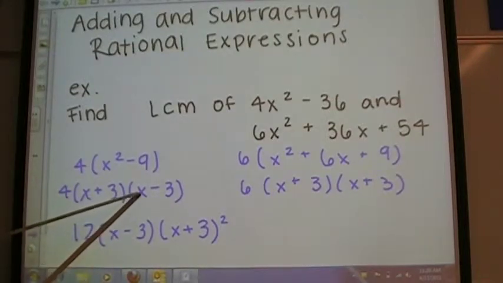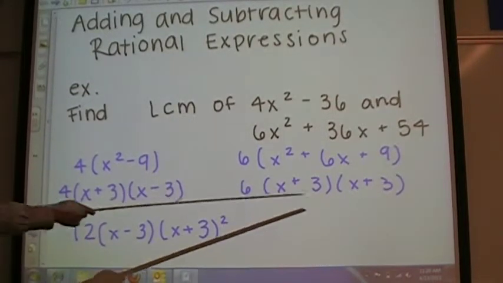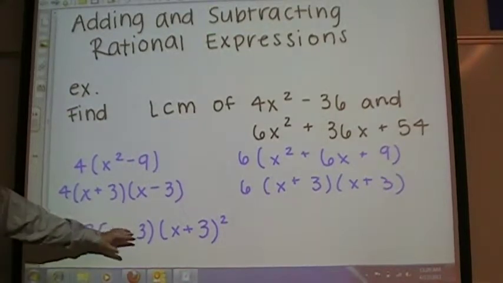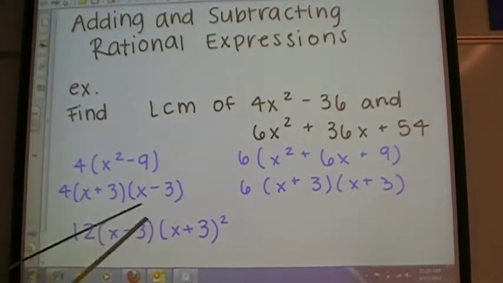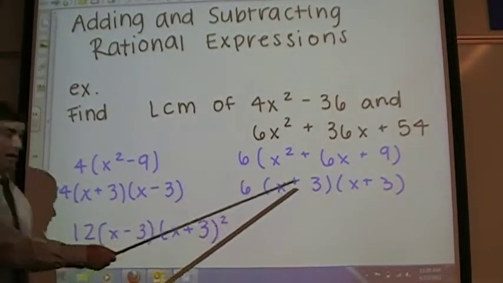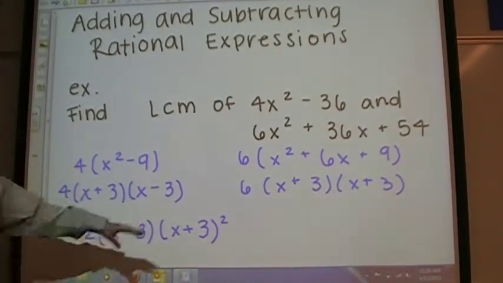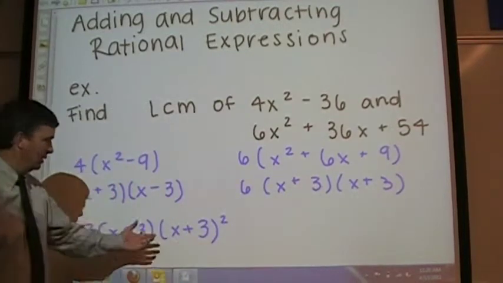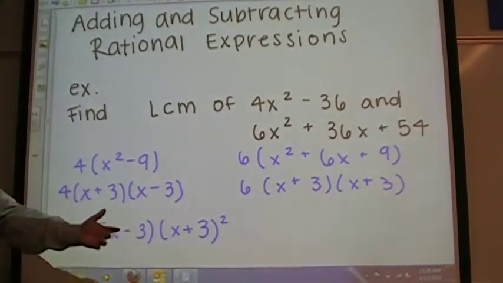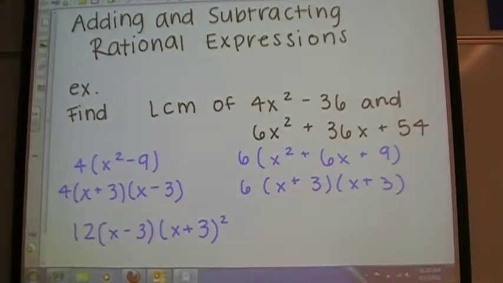Since x minus 3 is involved in this one, it doesn't have to be involved in this one to be part of the least common multiple. Now x plus 3 is involved in this one and twice over here, and you just take the largest of the two. Since it's involved twice here, you put x plus 3 squared. That's how you get your least common multiple.